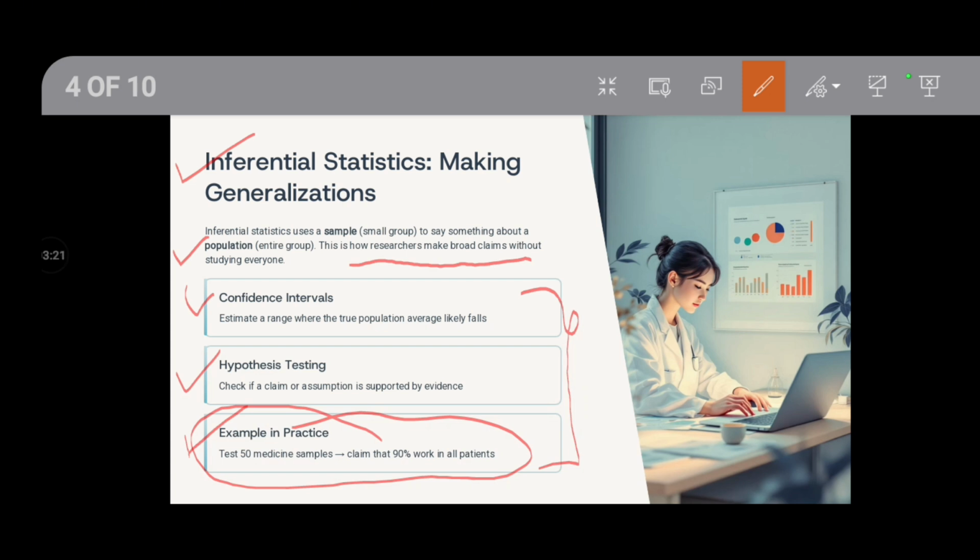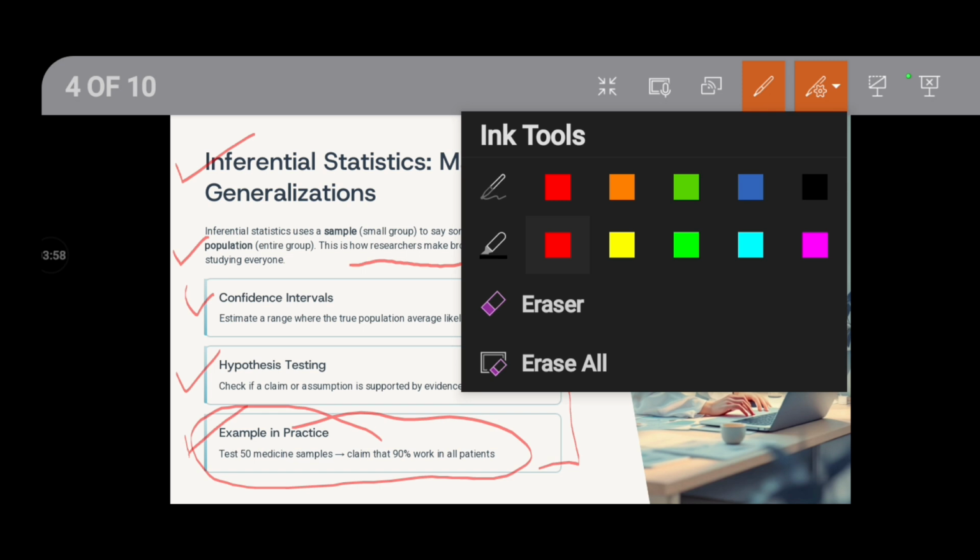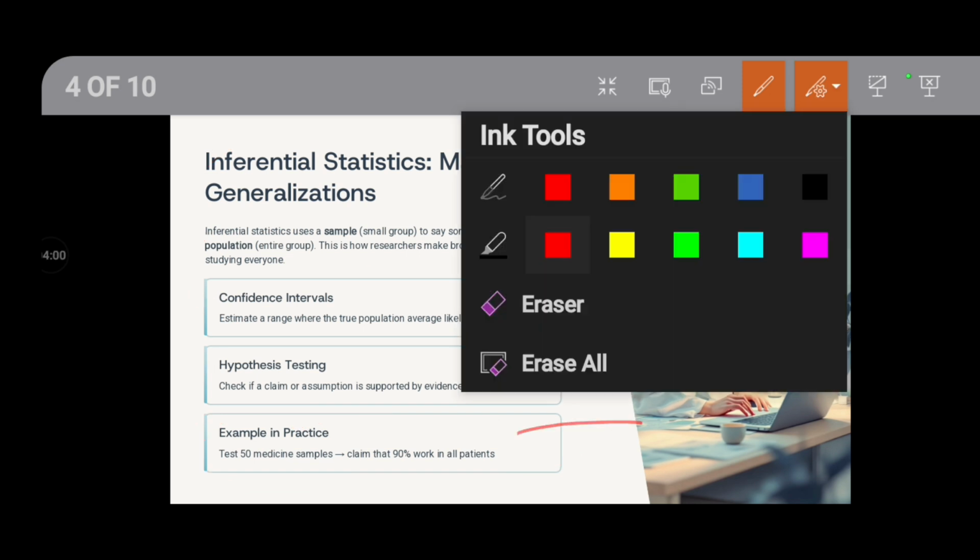Another interesting thing, let me tell you about hypothesis testing. I'm just giving you a light idea, don't take it seriously. In another video I will explain what hypothesis testing is. In hypothesis testing we have a null hypothesis and an alternative hypothesis. The claim we are making, that our drug works in 90% of all patients, is called the null hypothesis. And the thing that is going to prove our null hypothesis wrong is the alternative hypothesis. This is the basic idea of hypothesis testing.